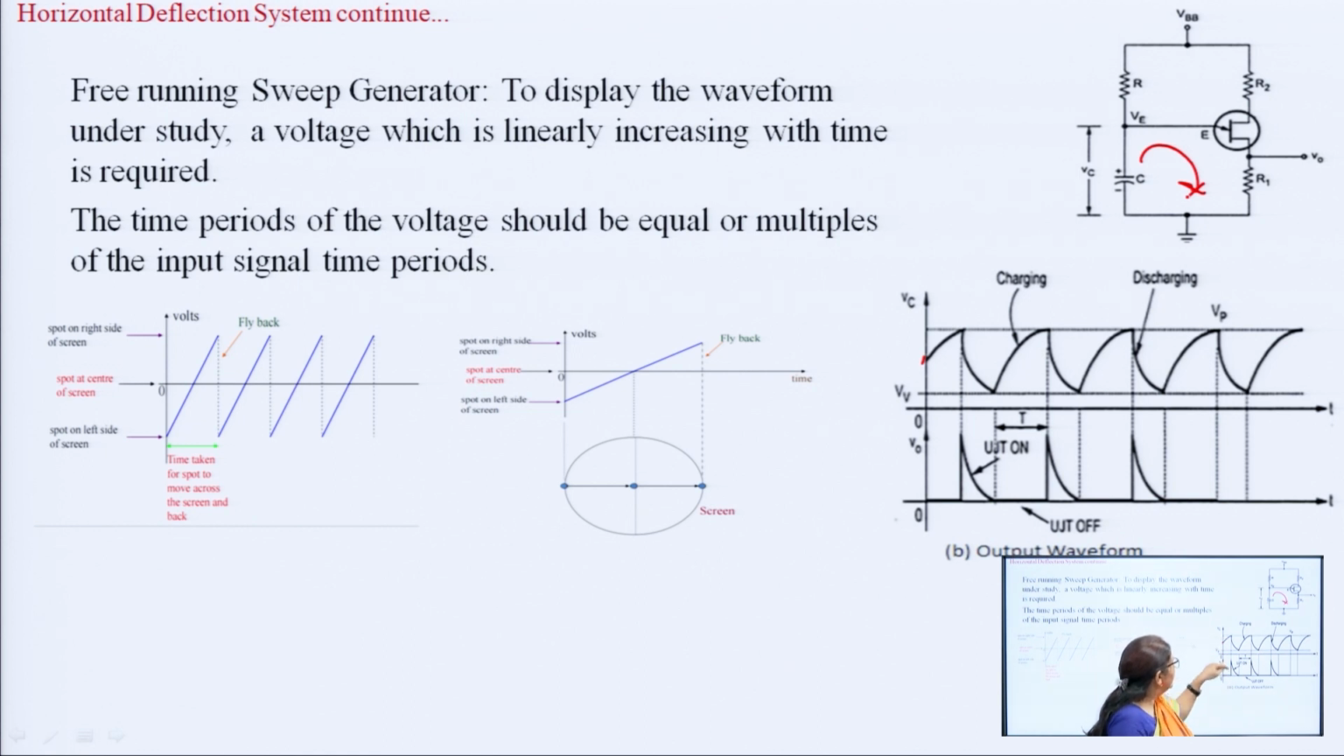So, we can see when this is on, the capacitor will discharge. Then when it reaches a certain value, again the capacitor will charge with the VBB voltage, and due to this charging and discharging, a free running sweep is generated. So, this is the free running sweep, and we can see here that a spot is moving in the x direction, and after this there is a flyback, and in flyback it will return to the initial position.